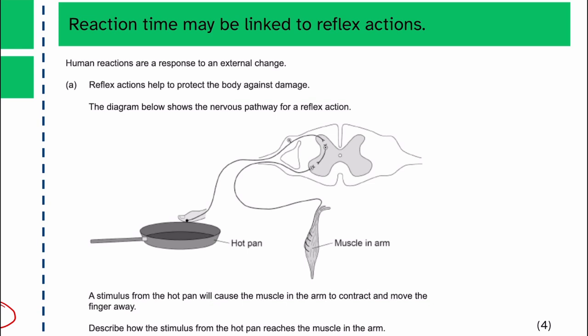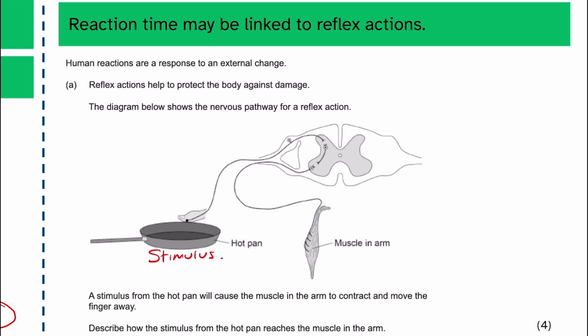So it says, human reactions are responses to external change. Reflex actions help protect the body against damage. So a reflex action is one that is automatic. It does not involve the brain. It is fast in order to make sure that we don't have long-term injury or we don't have death, basically. So what it says is a stimulus from the hot pan. So we can just write stimulus under here.